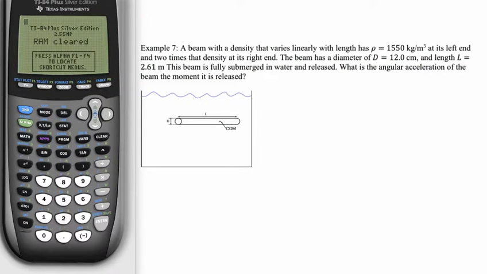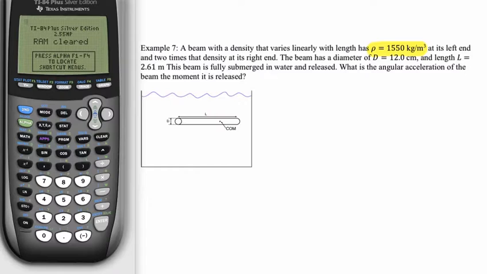Okay, in this example, we're going to be looking at the torque created by the gravitational force and buoyant force on a non-constant density sinking object. We have a beam with a density that varies linearly. It has a given volumetric density function of 1550 kilograms per cubic meter at the left end, and it's twice that at the right end. We're told the diameter and the length of the object as well.